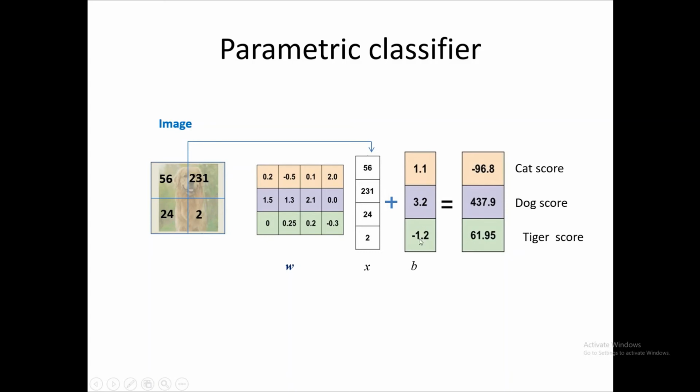So the question arises how the weight matrix and the bias are defined, and what gives us the weights that will precisely give us the score that matches the input image and the category. We will be discussing this in our next class, about how these weight and bias values can be defined.